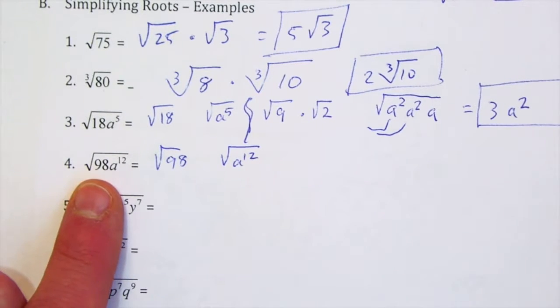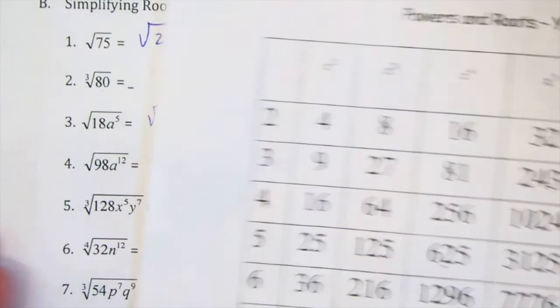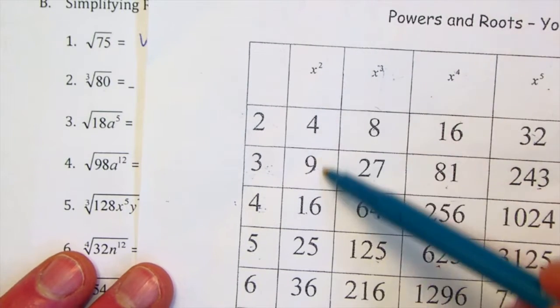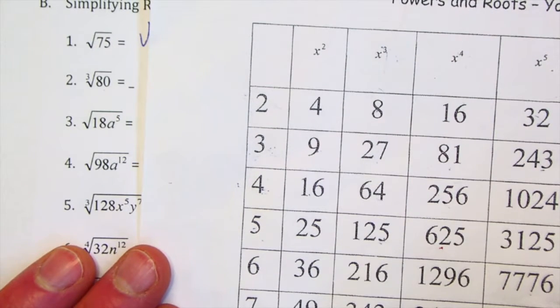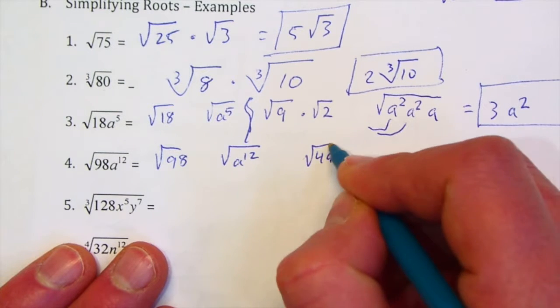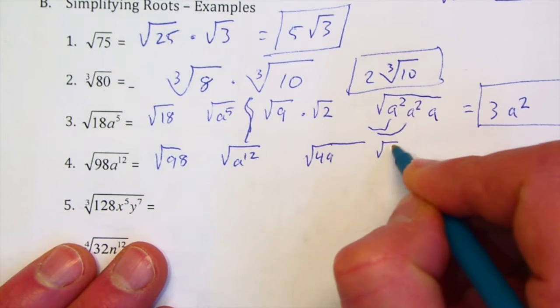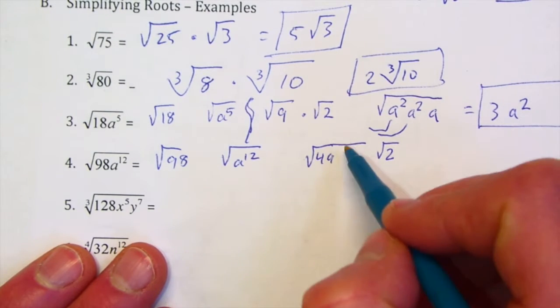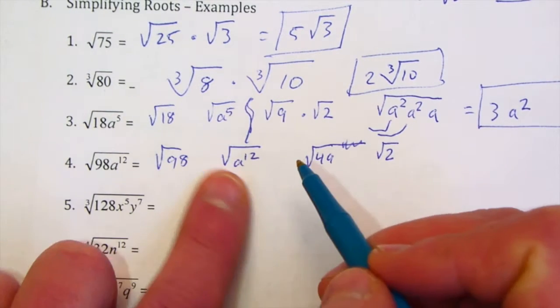I'm going to go on my paper, and if I look at that 98, I'm kind of familiar with these. I can say, oh, 49 goes nicely into 98. So I'm going to go square root 49 and square root 2, like that. And now let's take these.